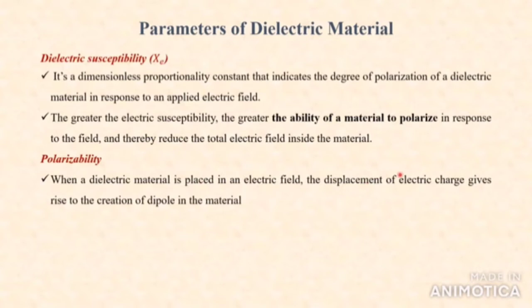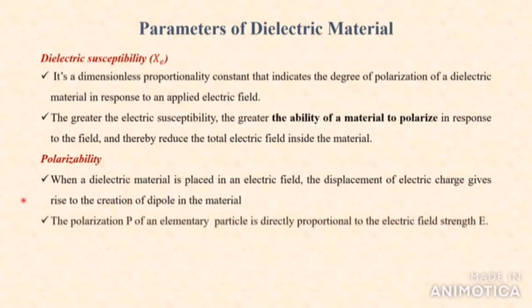The polarizability: when a dielectric material is placed in the electric field, displacement of electric charge gives rise to the creation of a dipole in the material. The polarization P of an elementary particle is directly proportional to the applied electric field strength E. Therefore, P is proportional to E, P is equal to some constant into E. The constant factor is alpha. Alpha is the polarizability constant, a constant value.